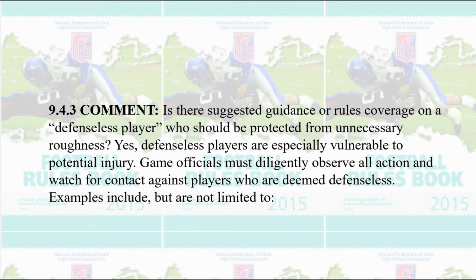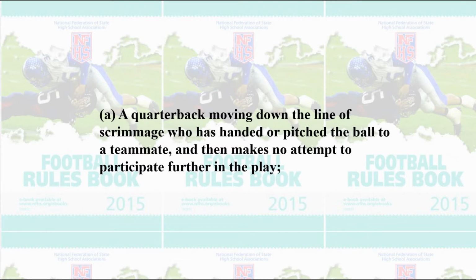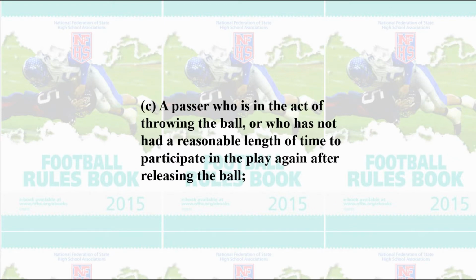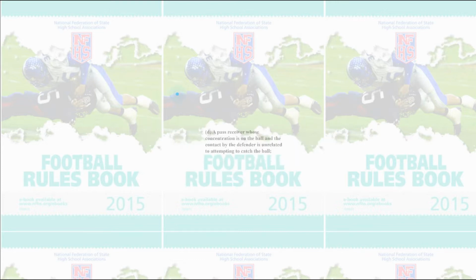Examples include, but are not limited to, A, a quarterback moving down the line of scrimmage who has handed or pitched the ball to a teammate and then makes no attempt to participate further in the play. B, a kicker who is in the act of kicking the ball or who has not had a reasonable amount of time to regain his balance after the kick. So this is the prohibition against roughing a kicker. He's a defenseless player. C, a passer who is in the act of throwing the ball or who has not had a reasonable length of time to participate in the play again after releasing a ball. Again, the prohibition against roughing a passer.